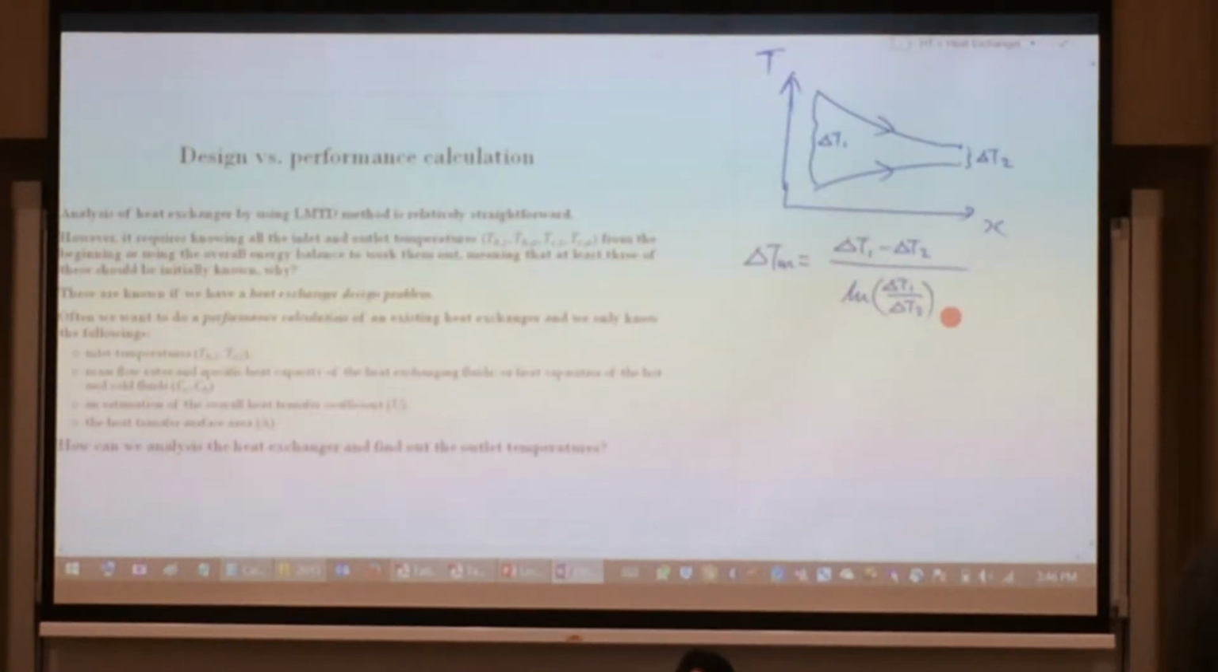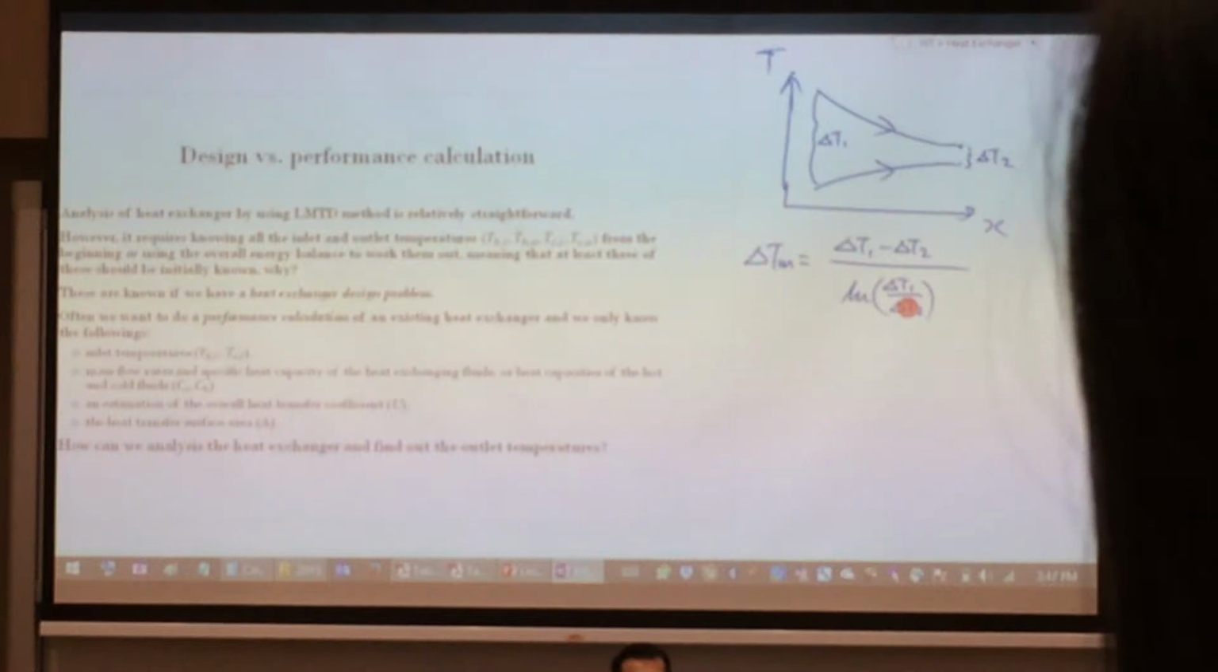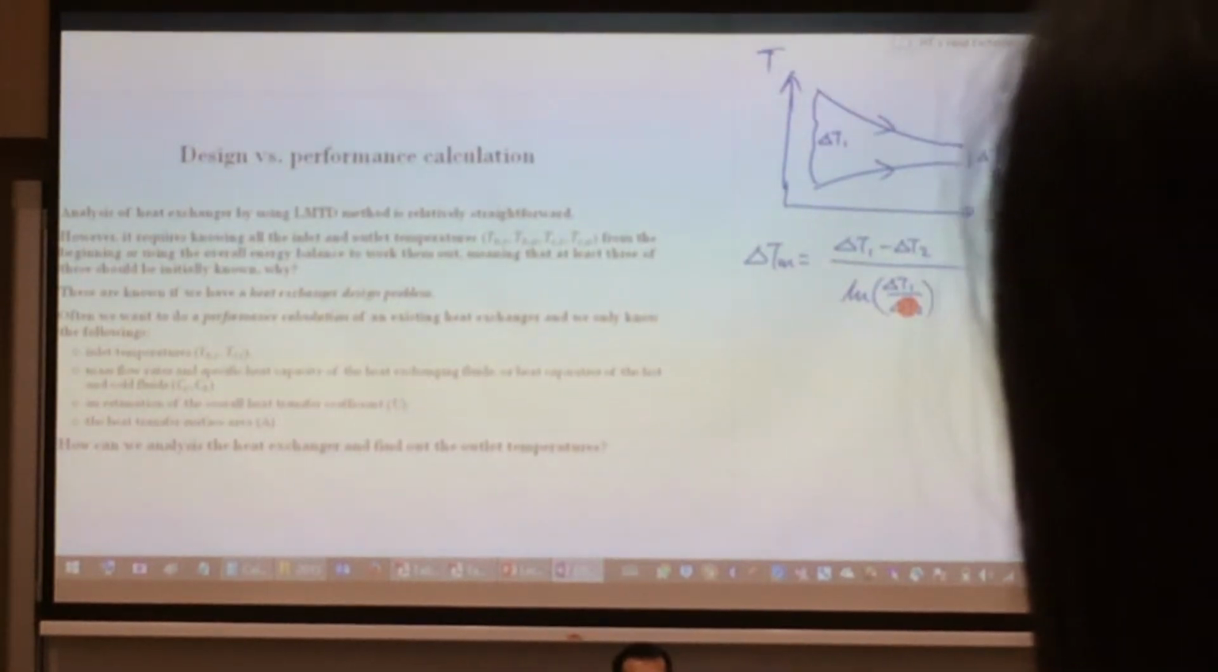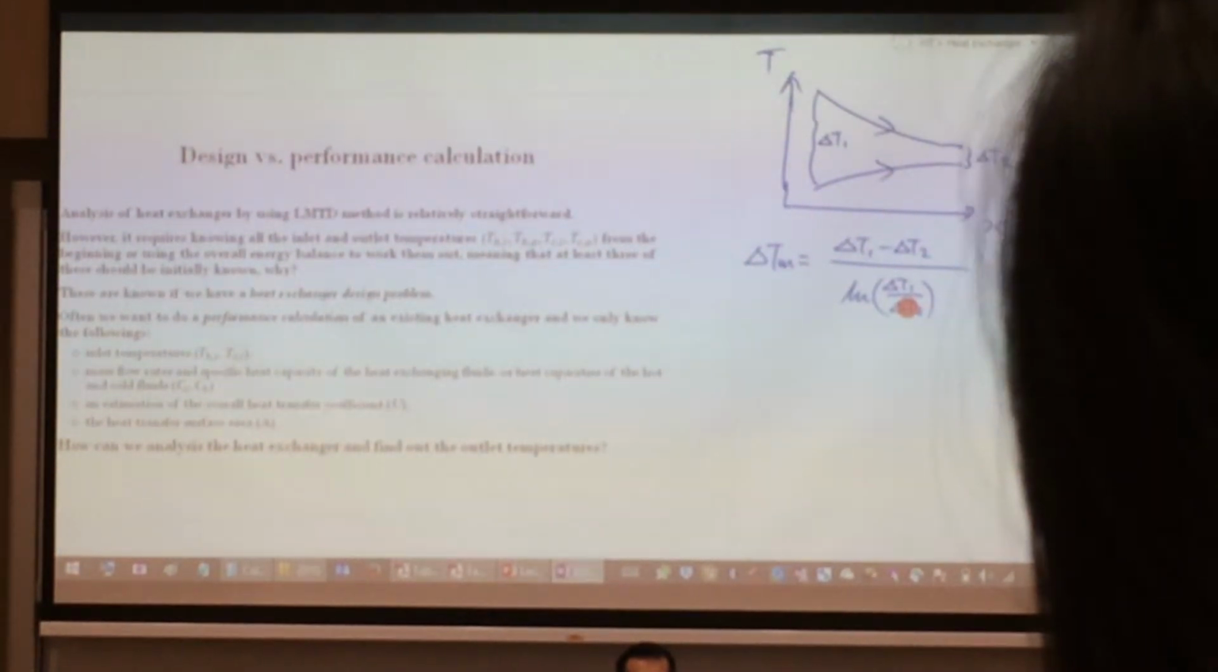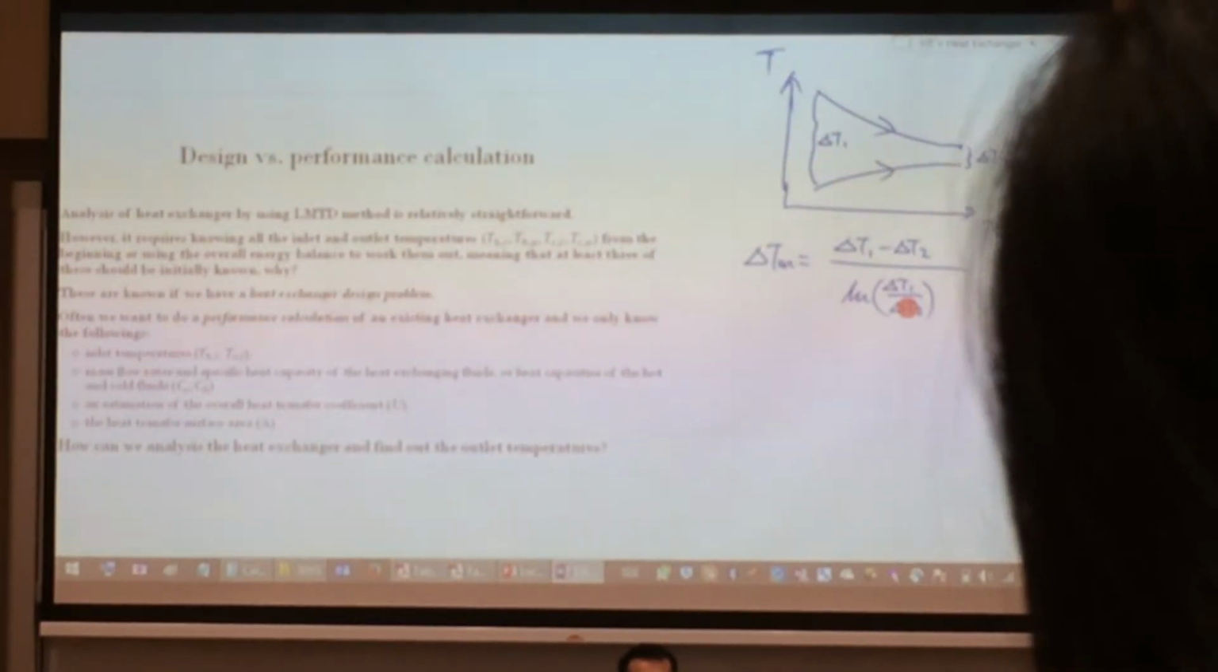So this can only be found if you have all your inlet and outlet temperatures, both for the cold and the hot fluid. Only then can you find what is the LMTD. So this is an important part. When you look at the question, look at it. Am I given all the inlet and outlet temperatures? If you are, waste no time. Stop using LMTD method. Right?